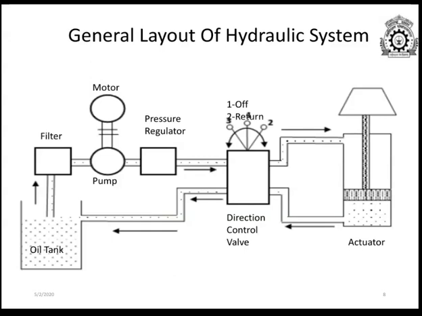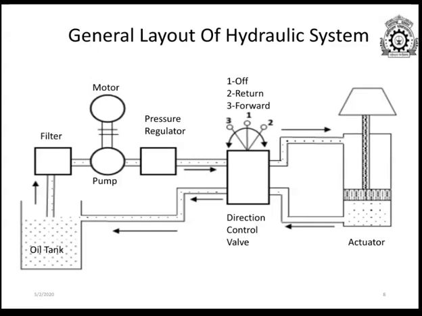So these are the three possible conditions. One is for off, second is for return, and third is for forward operation. Means in the actuator we can produce actual work, and this actual work is used for further operations. This operation can be anywhere, it can be used for a shaping machine, milling machine, drilling machine, like that.